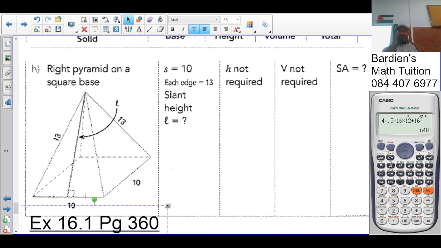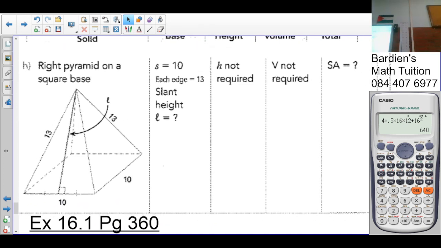Okay, the last one we have, the last one of the homework. I know this exercise doesn't stop here. You got a right pyramid on a square base. Okay, the side is 10, each edge is 13. So you got the edge there, you have 13, and the slanted height is what you want to calculate. H is not required, V not required.